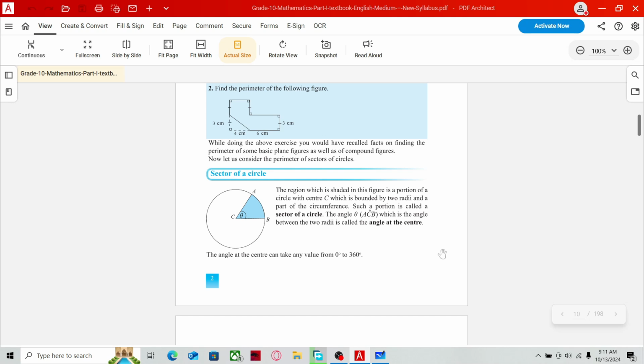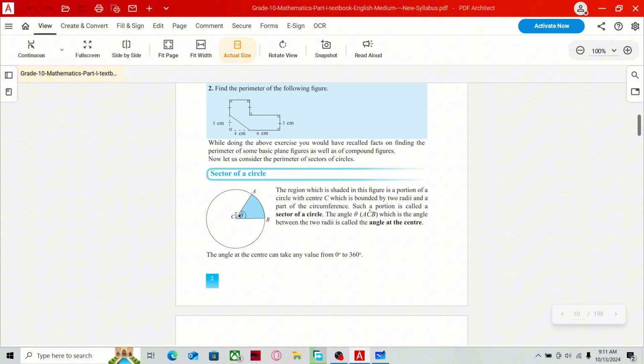Right. Sector of a circle. So what does it mean by sector of circle? Let's read the description. The region which is shaded in this figure is a portion of circle. That means in this circle right here, there is a shaded region, right? That shaded region is called a sector.